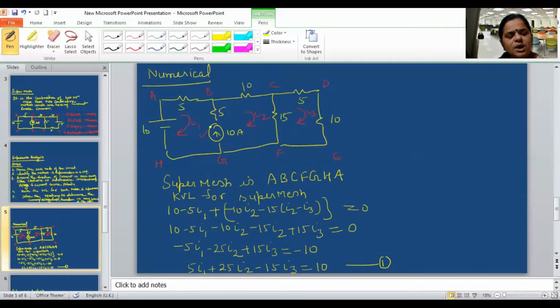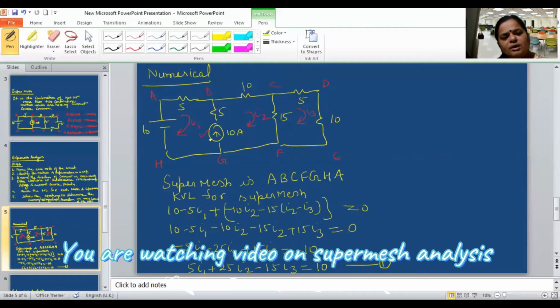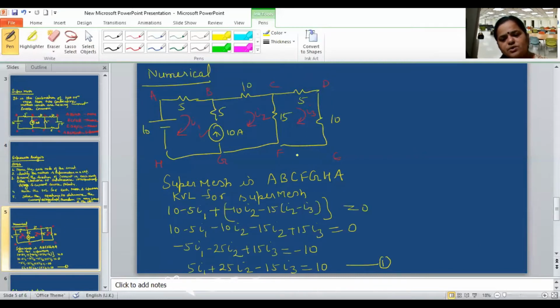Now when we were writing the equation for the supermesh, we did not write anything for the branch which has the common current source. So for that we are supposed to write a separate equation. Whenever any current source is in series with a passive element, the current in that element will always be equal to the current source. So this is clear: the current through the 5 ohm resistance will be 10 ampere only. If this current source were not here, when we write the current for the 5 ohm resistance, we would write either I1 minus I2 or I2 minus I1. Which one are we going to choose?